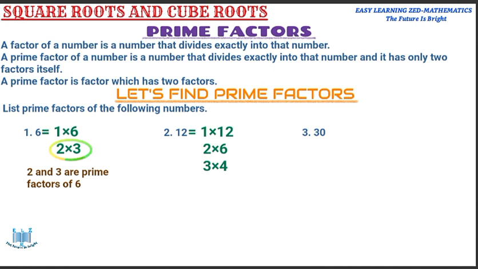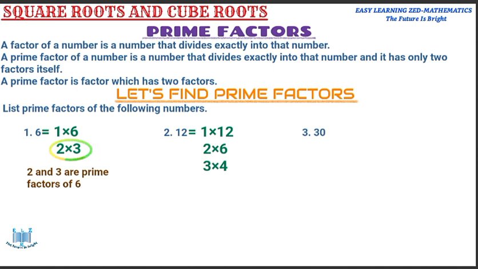Okay, 4 we have used already. 5 cannot go into 12 without leaving a remainder. 6 we have listed already. 7 cannot go into 12 without leaving a remainder, as well as 8 will leave a remainder, and 9, 10 and 11 will also leave remainders. Which means we have listed all the factors of 12. So now we need to identify the prime factors of 12.